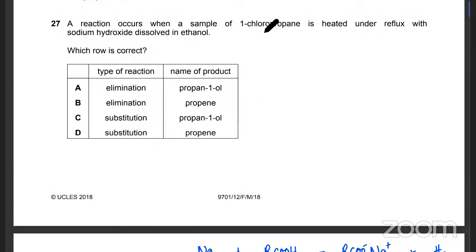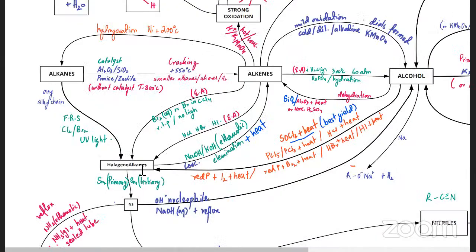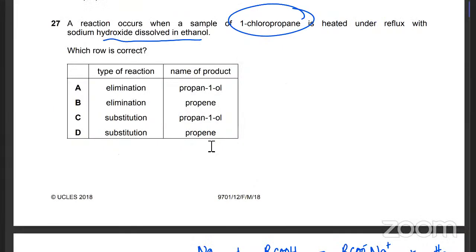Now this one, you've got 1-chloropropane. It's heated in a reflux with sodium hydroxide dissolved in ethanol. What happens when you have ethanolic NaOH? An alkene forms. So ethanolic NaOH with a halogenoalkane would turn into an alkene. So an alkene will be formed from 1-chloropropane. So propane and 1 Cl. The Cl will be lost and there's only one position where the double bond would be, and that's this one. So the type of reaction is elimination and it's going to form propene. So it's going to be B.